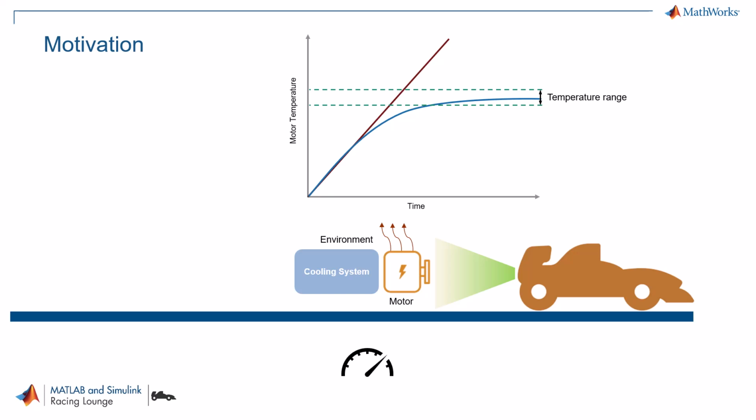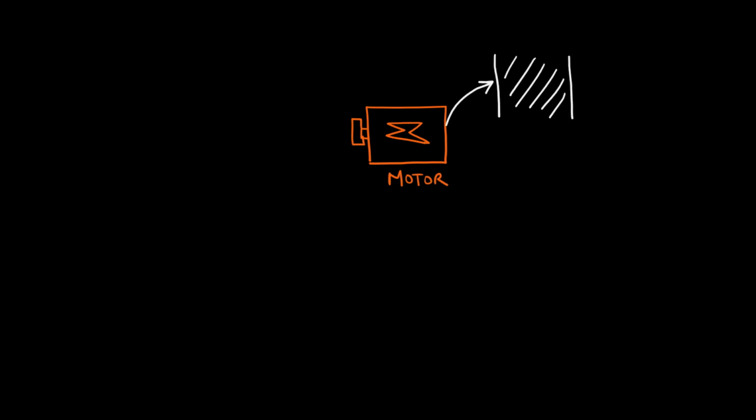electric vehicle. Now, with this strong motivation from an automotive student competition, let us now sketch a simple cooling system architecture. So, this is our motor where heat dissipation takes place through conduction and convection, which can be represented in the form of a thermal equivalent circuit.